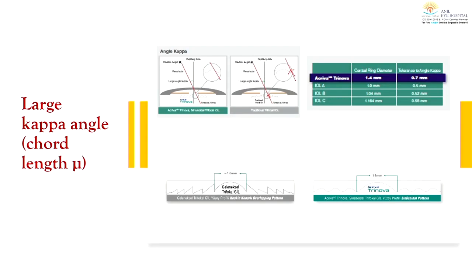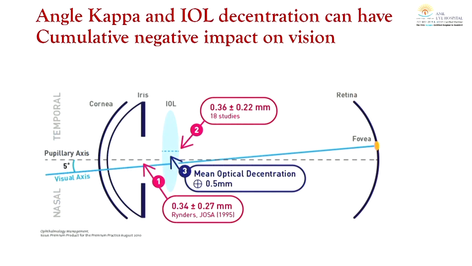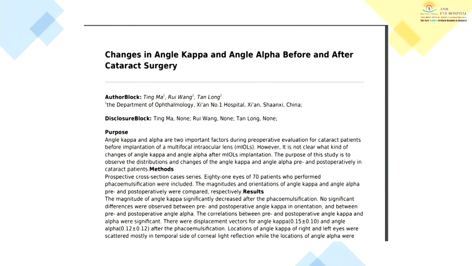So here you can see there are two multifocal IOLs. The one on the right has a 1.4 millimeter central optic zone. So it has a tolerance to angle kappa of 0.7 millimeters. Whereas if you look at another one which is 1 millimeter, you have just a 0.5 millimeter tolerance to angle kappa. So whatever the central optic zone, if it is larger, like in this case 1.4 millimeters, it is more resistant to large angle kappa. Now, for example, if you have a large angle kappa along with an IOL decentration, then you have a cumulative negative impact on the vision. So that is why it is important to note all of them.